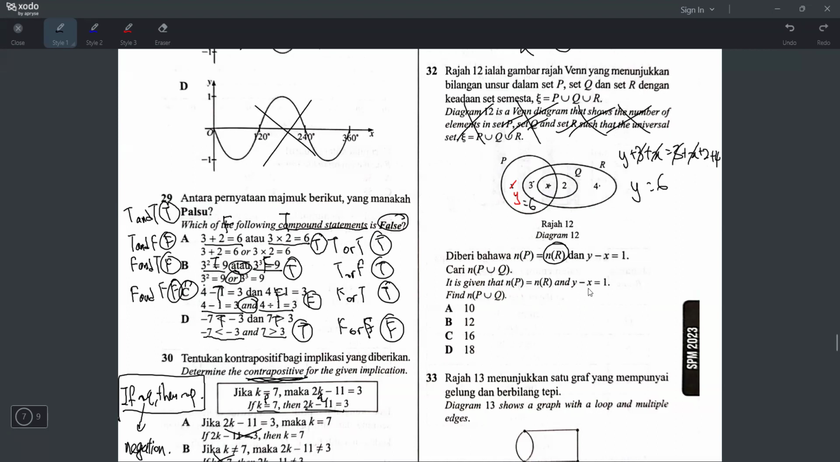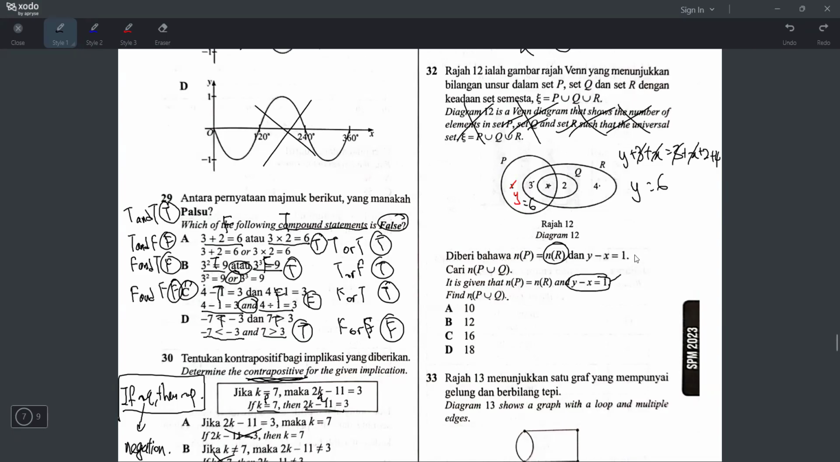Right? And then they say Y minus X equals 1. Find the number for P union Q. Okay. I need to find X first. Saya kena cari X dulu, baru saya boleh cari P union Q punya number of elements. Because number of elements P union Q will be P gabung dengan Q macam ni kan. But if you don't find your X first, you cannot find your P union Q. So you kena cari X dulu.